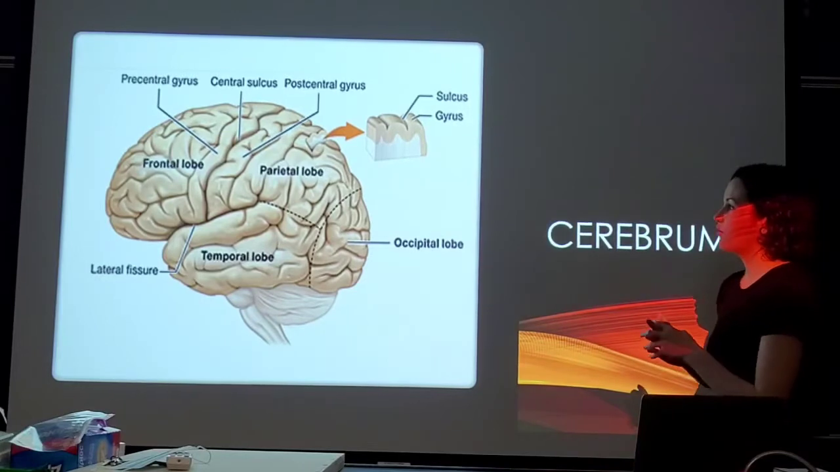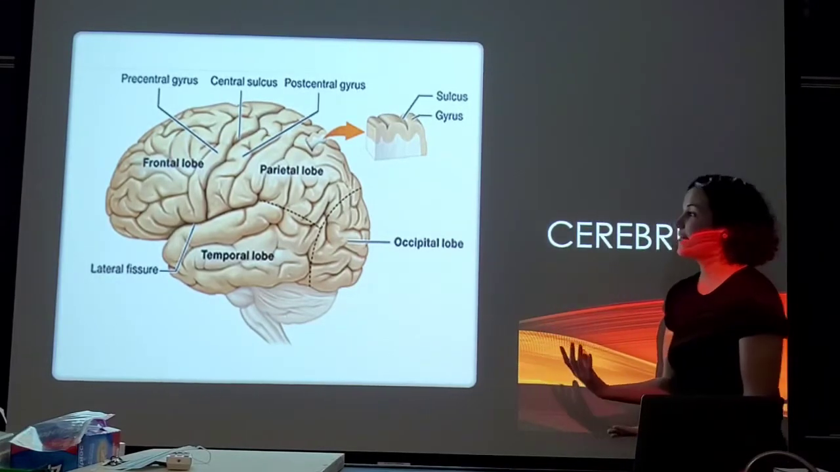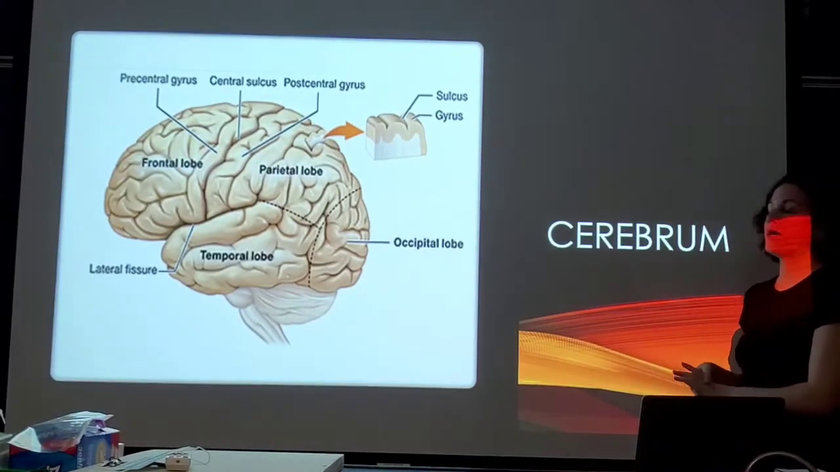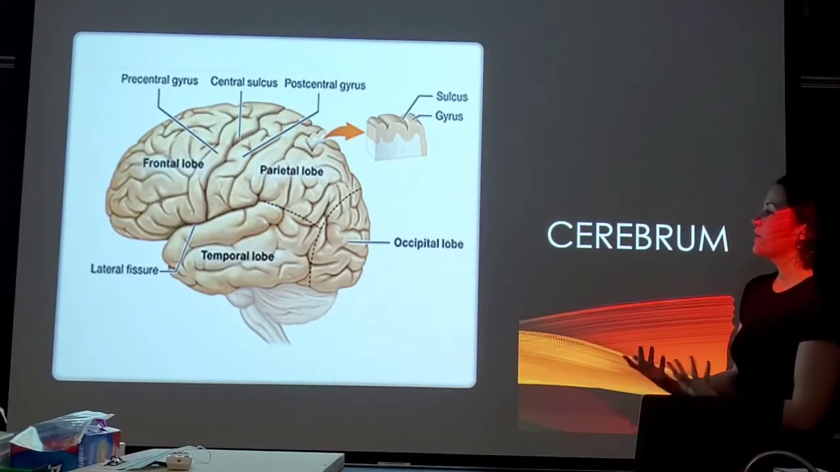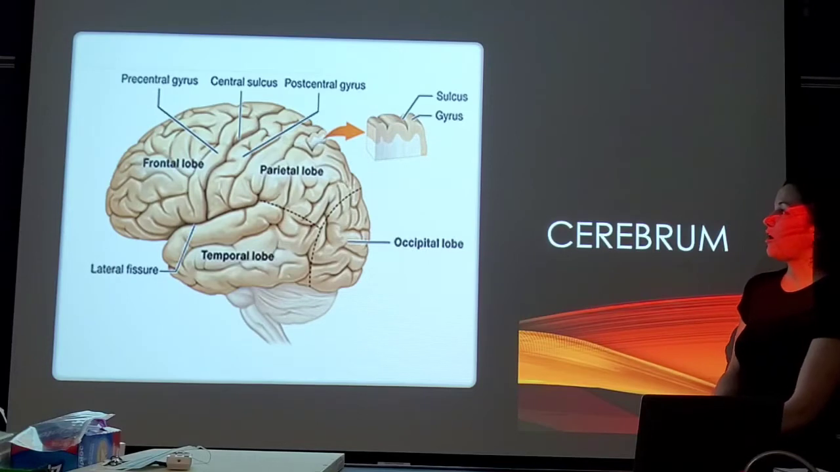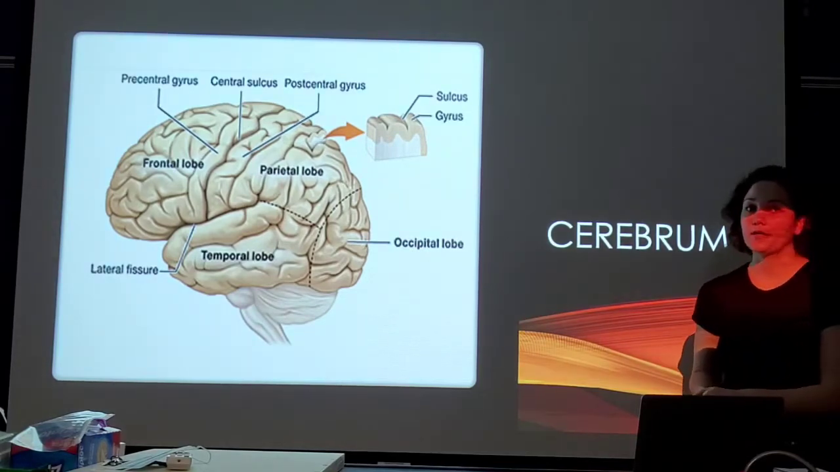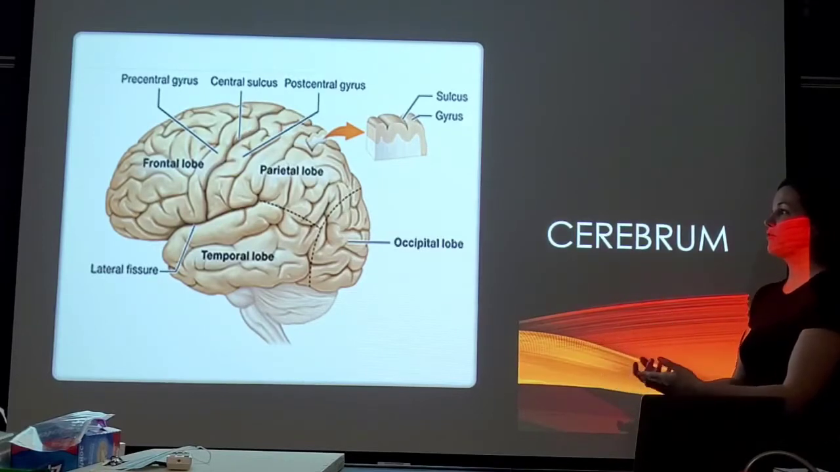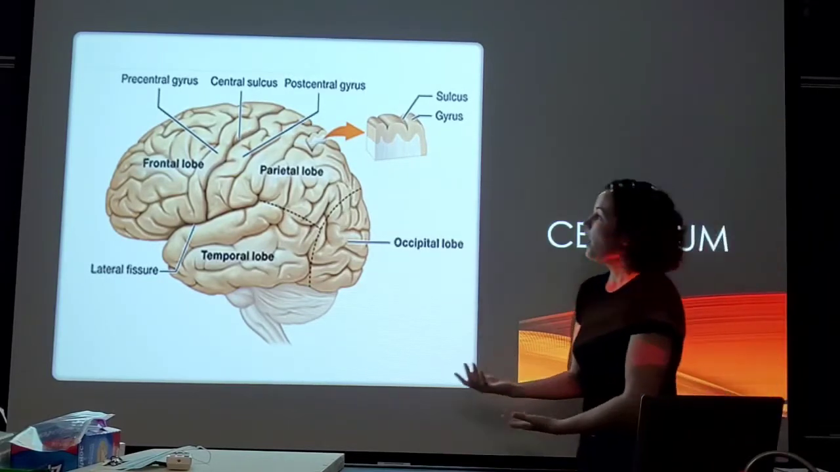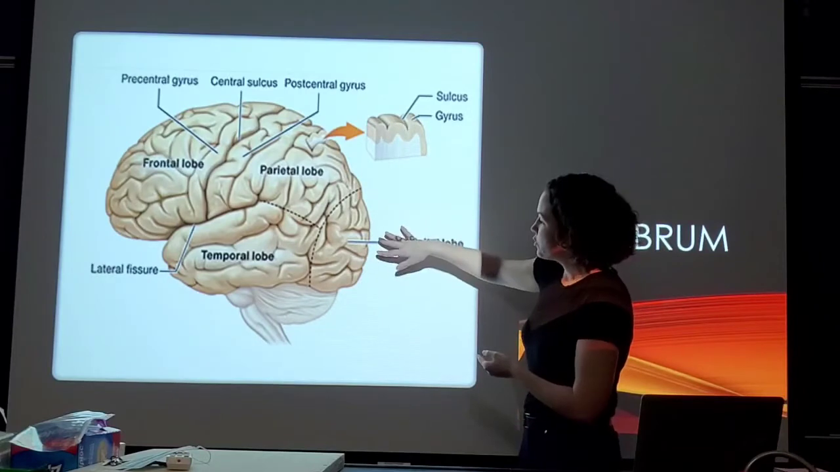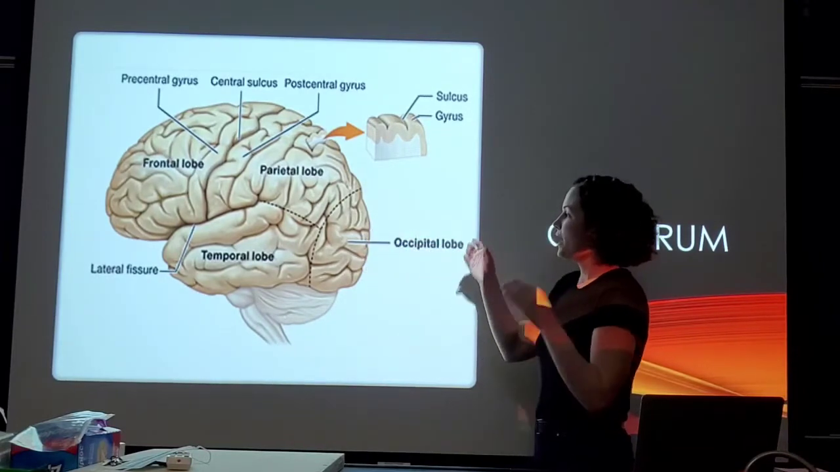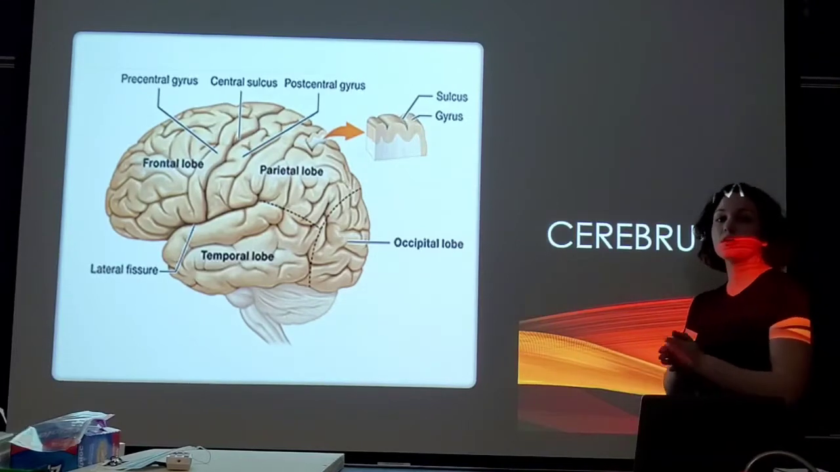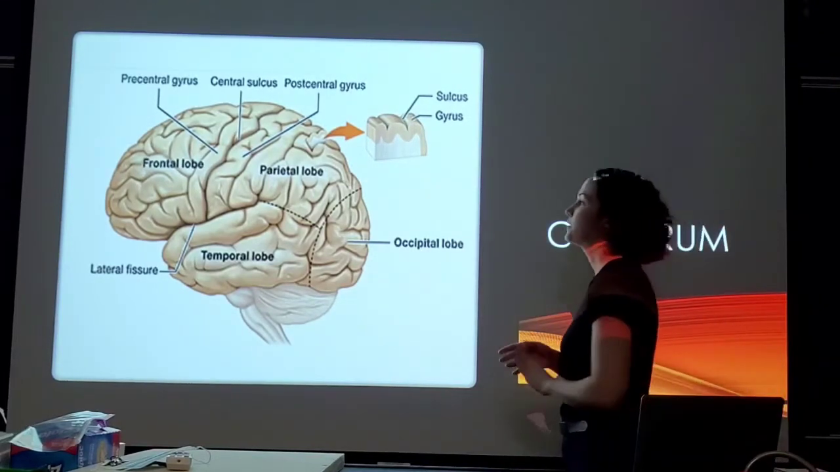Now, the cerebral cortex has all of these grooves throughout it. These are actually called gyri, okay? So gyri is plural, gyrus is singular. In between each gyri, you have a little indentation. That's called the sulci, which is plural, sulcus if it's singular.